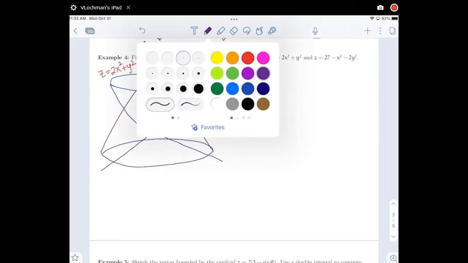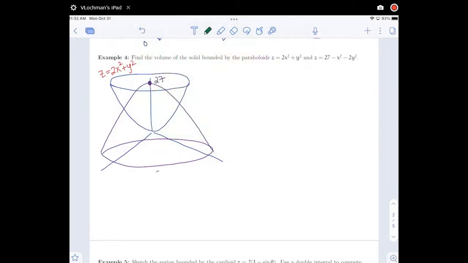Let me go ahead and mark all of them here. So this is z is equal to 27 minus x squared minus 2y squared. And what we want to find is the volume that's bounded by the two surfaces. What do they have in common, right? It's a little hard to visualize, but that would be how much space is taken over here.